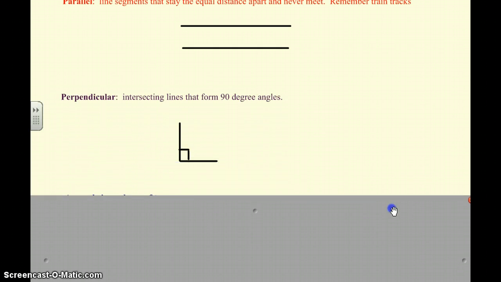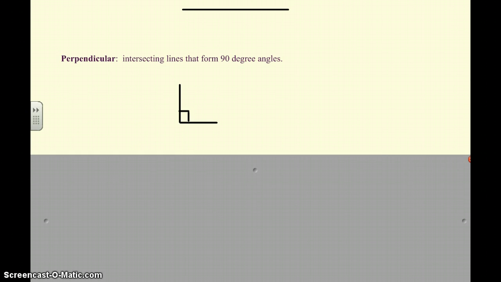Okay, second one is perpendicular. Remember, perpendicular lines are special intersecting lines that meet and form a 90-degree angle. So there's our 90-degree angle, and you can think timeout symbol, or you can think the corner of a square.